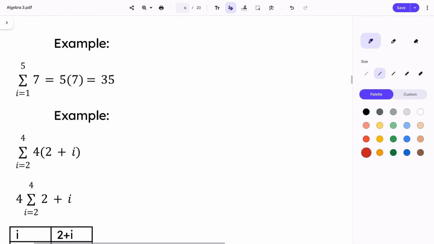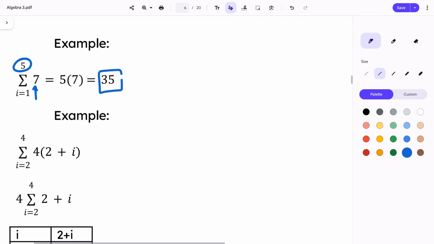The first one is really no different than what was up on the chart. Again, I notice that 7 is out front. There's no variable attached to it. The upper limit is still 5. So I just multiply 5 times 7, I get 35. So this would be your answer here.